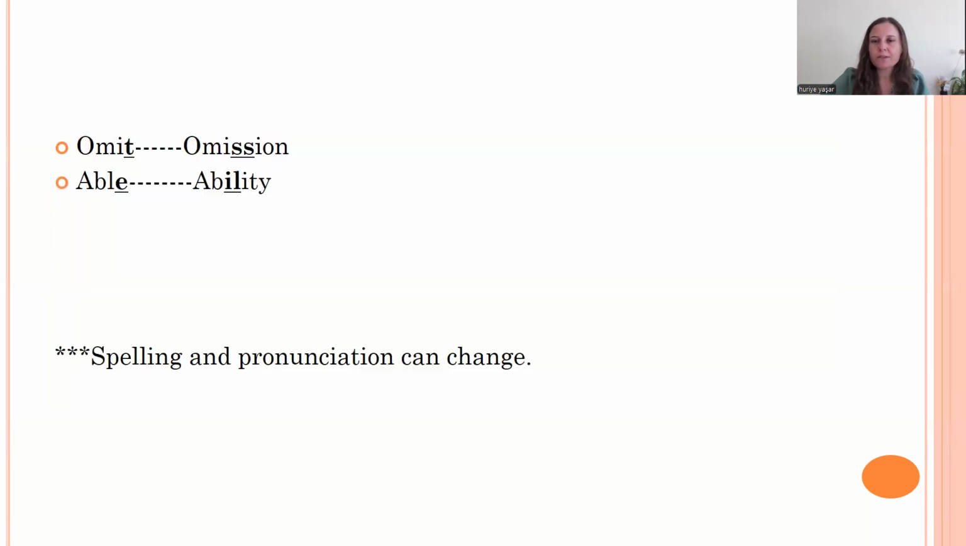Some spelling and pronunciation changes can be observed on the words that use suffixes. For example, omit is a verb, but when we want to make it a noun, we say omission. The letter T turns into S, and the sound changes, as omit and omission. Able, again a verb, and in the noun form, we say ability, able and ability. You can clearly understand the sound changes.